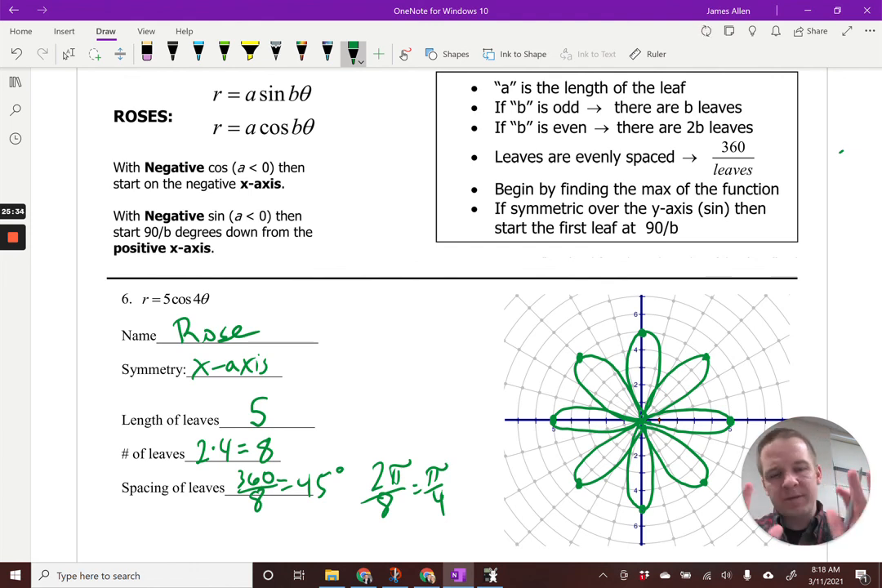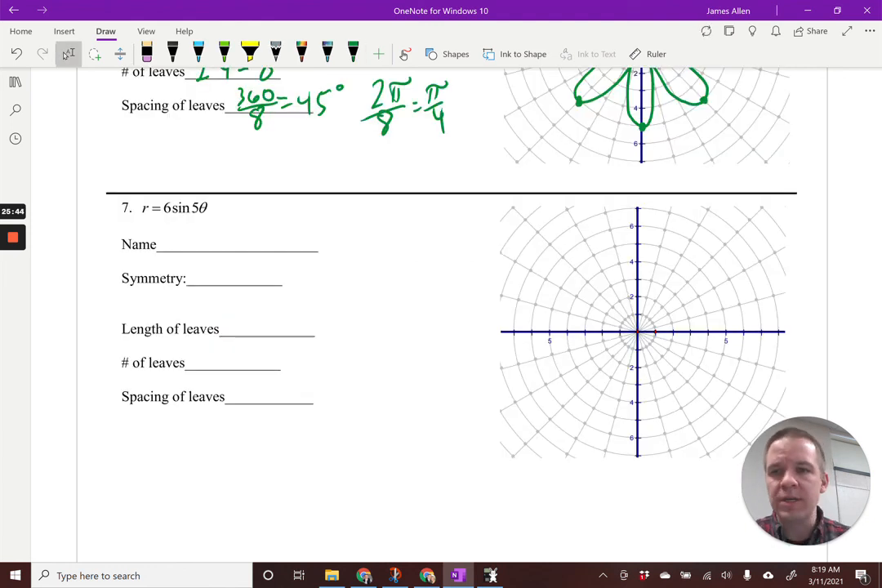Graphing those in your calculator is pretty cool too, but we'll just go with it by hand here. A little bit of patterns, some fun stuff there. I love it. Fantastic. Wonderful. Let's do one last one and we'll call it a day.